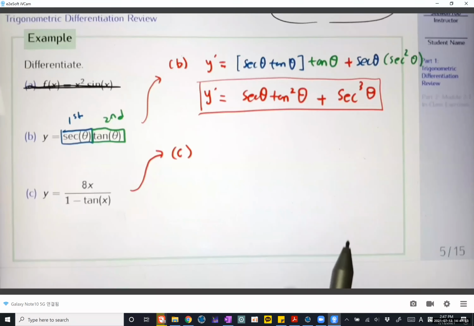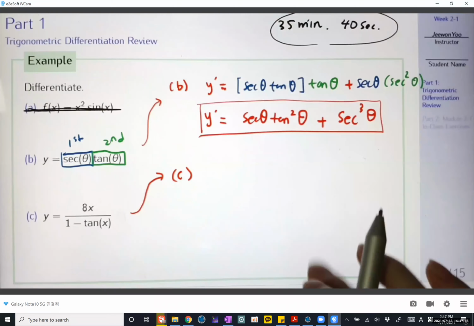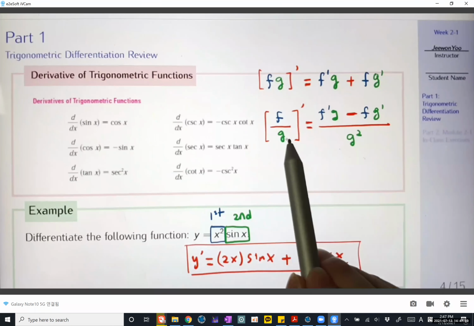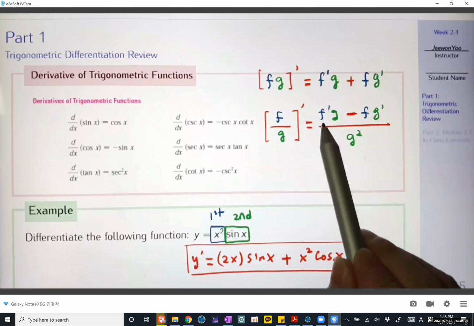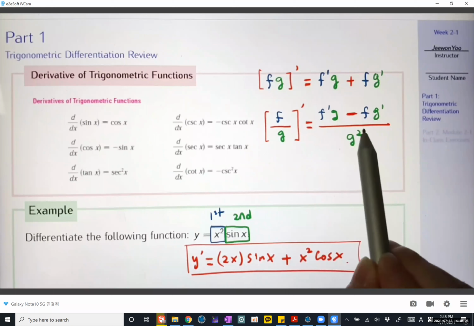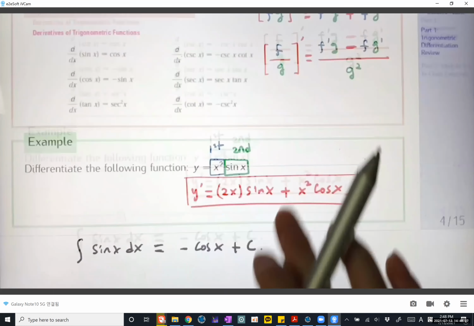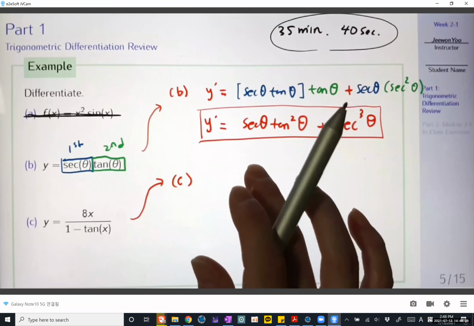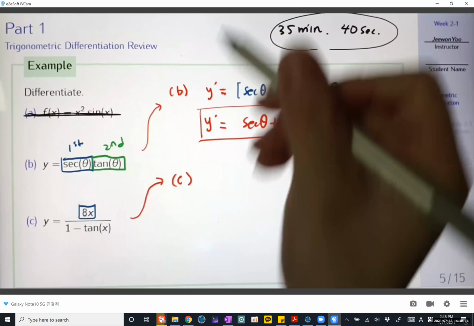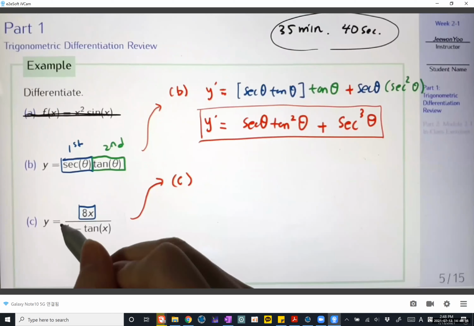Okay, someone already has the answer. I was going to show you the formula for the quotient rule. If you have a top function divided by the bottom function, it's the same as f prime g minus f g prime, divided by the original bottom square. Okay, so let it begin. We have a top function at the top, that's obvious, and the bottom function at the bottom.